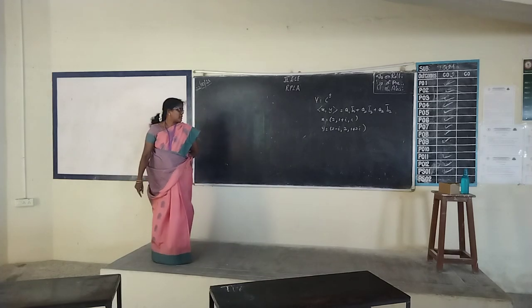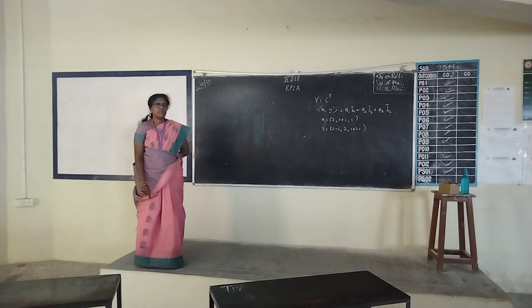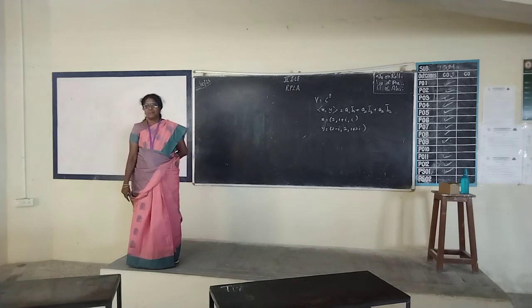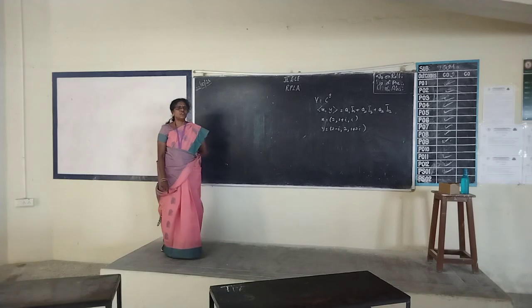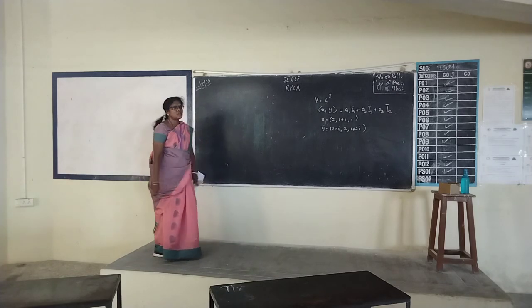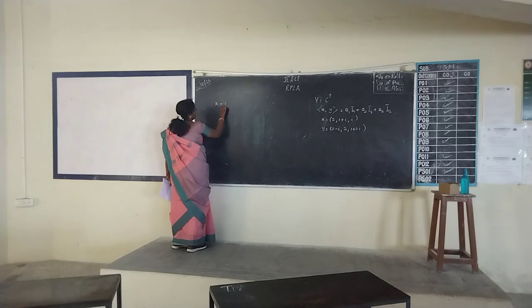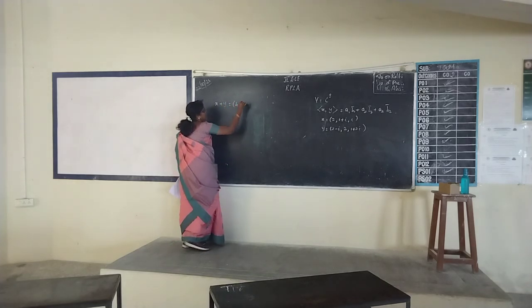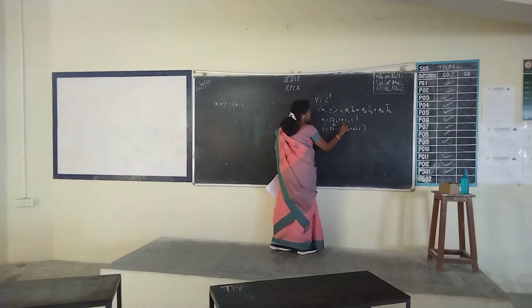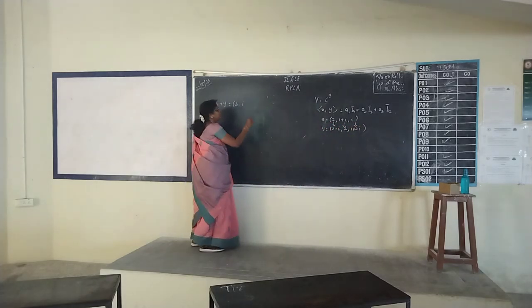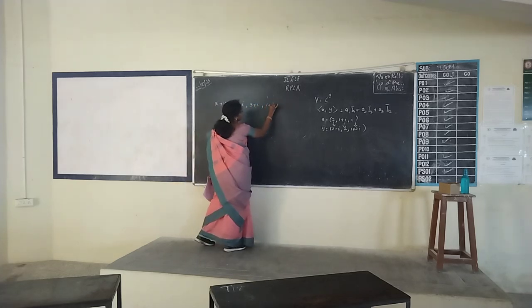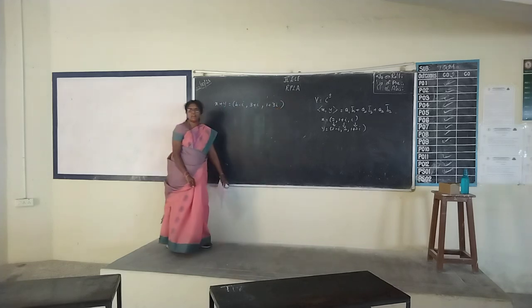Write the given x and y. x is (2, 1 plus i, i), and y is (2 minus i, 2, 1 plus 2i). Find what x plus y is. Add the corresponding terms. The first is 4 minus i, the next is 3 plus i, and the last is 1 plus 3i. Now this is our x plus y.